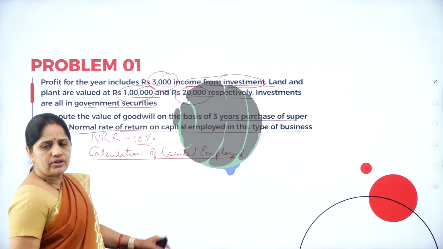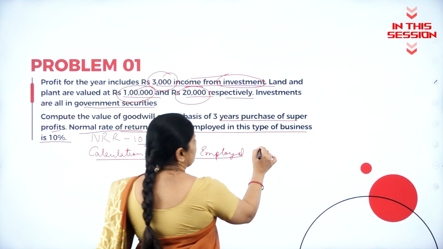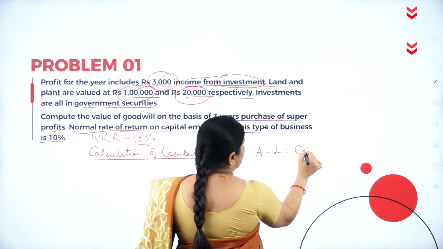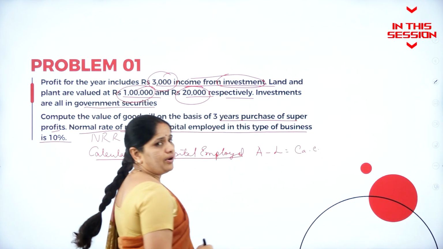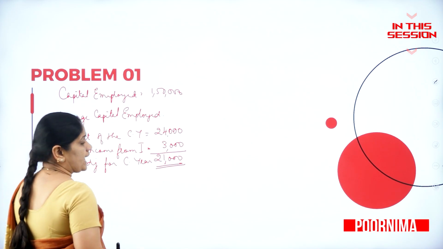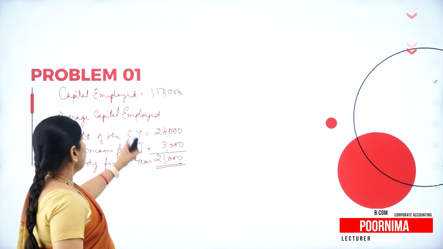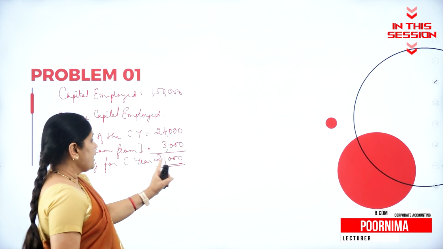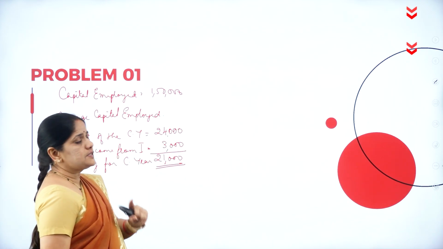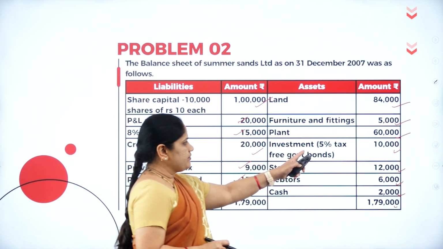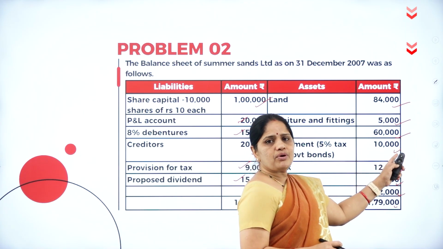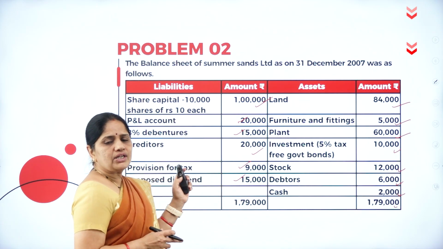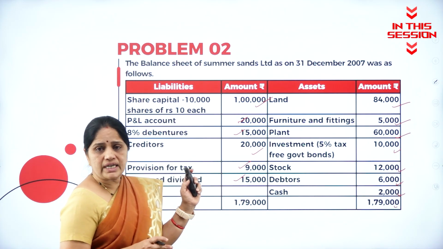What do we do here for calculation of capital employed? We take the assets minus liabilities, we get the capital employed. In order to calculate average capital employed, I have to deduct from capital employed half of the current year's profit. The investment is 5% tax-free government bonds of 10,000. So on 10,000, if I calculate interest, I get an interest of 500 per annum.